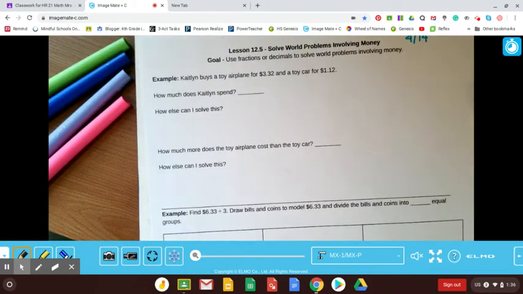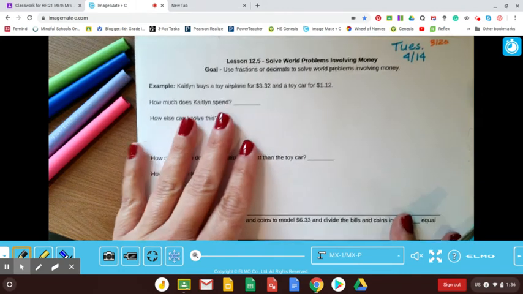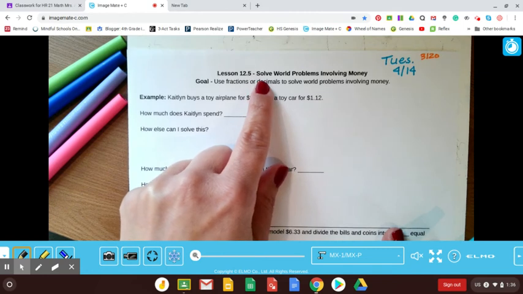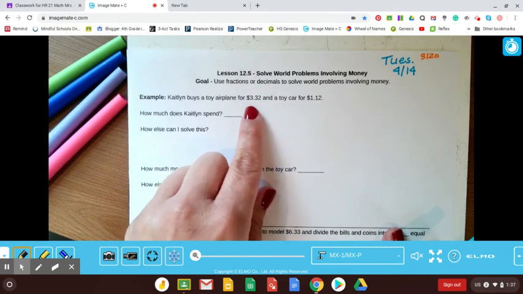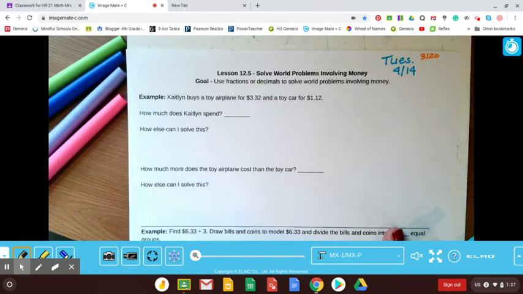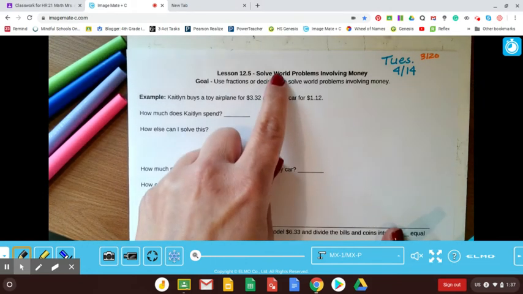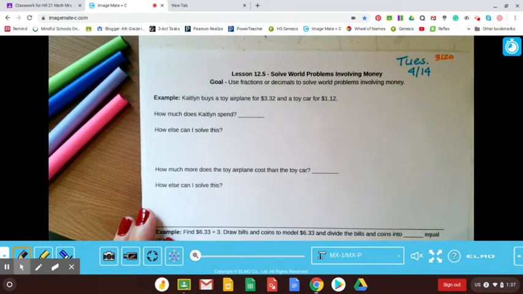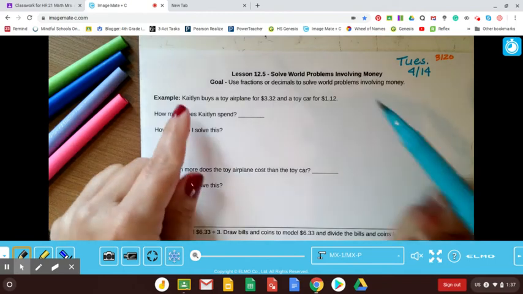We are going to be working today on a page that looks like this. It is lesson 12.5, solving word problems involving money. And we're going to use fractions or decimals to solve these problems involving money. It should say word, not world in these problems. Sorry for that mistake. So let's take a look at an example and jump right in. Today's video isn't going to be quite as long as yesterday's. We're going to get right to work.